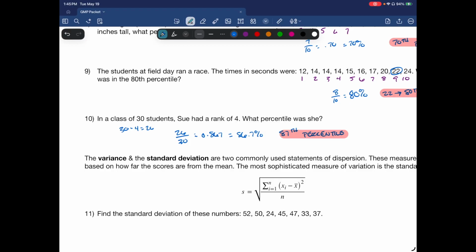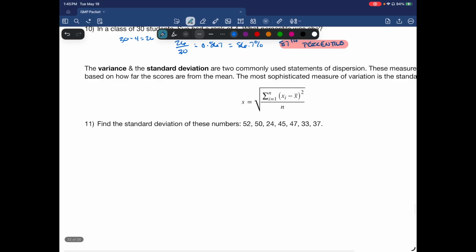All right, standard deviation. Variance and standard deviation are two commonly used measures of dispersion. These measures are based on how far the scores are from the mean. The most sophisticated measure of variation is the standard deviation. Here's your formula. It looks nasty, but it's not that bad. I'll show you in a second. The standard deviation is the square root of the variance. So if you take the square root out of that formula, you get the variance.